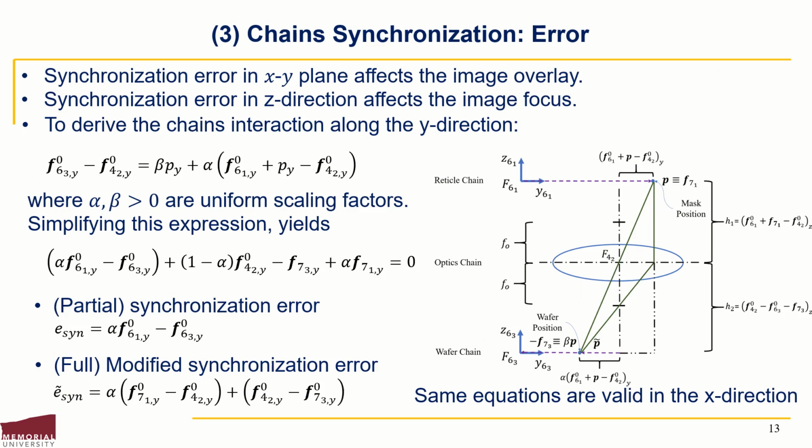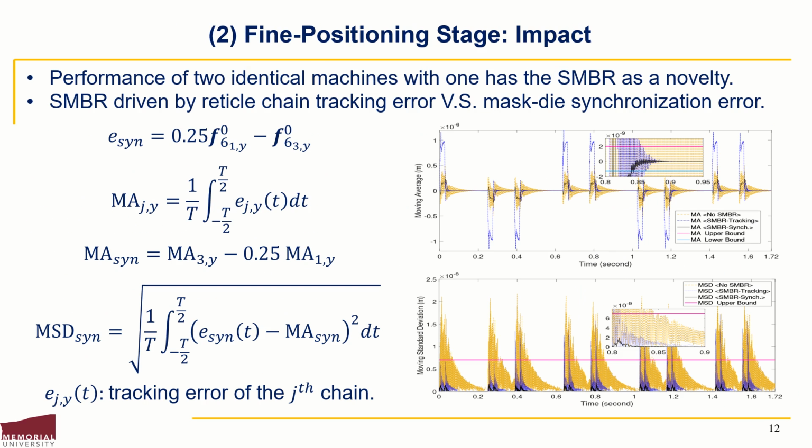As shown in these figures, the fine stage improves the reticle stage tracking and synchronization capabilities. The synchronization error was evaluated for two identical hypothetical lithography machines, where one of them has the Smbr as a replacement of the reticle stage. The proposed Smbr guarantees better performance during the step and scan phases.